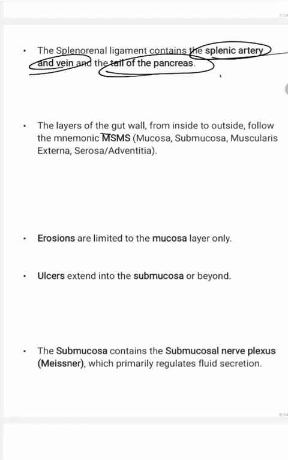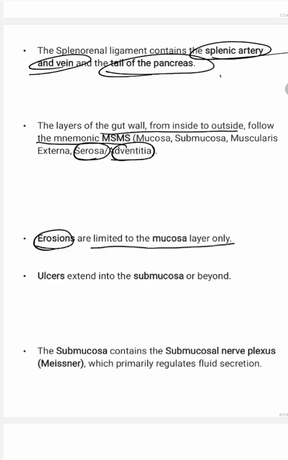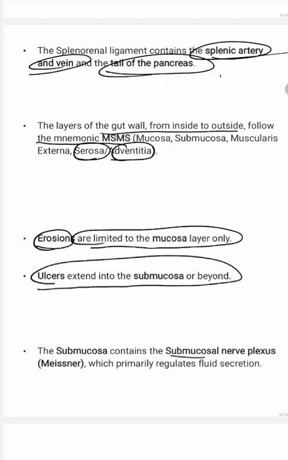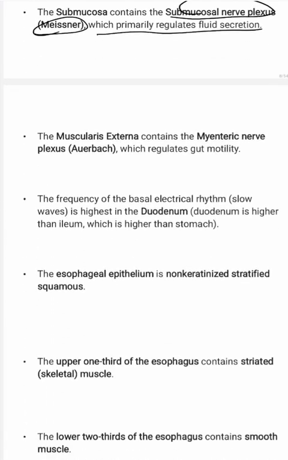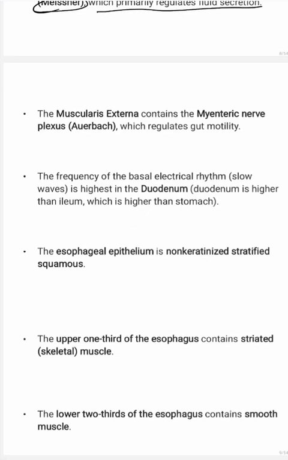Now, the layers of the gut wall from inside to outside follow the mnemonic MSMS: mucosa, submucosa, muscularis, and then serosa or adventitia. Erosions are limited to the mucosal layer only. Ulcers extend into the submucosa. The submucosa contains the submucosal nerve plexus, known as Meissner plexus, which primarily regulates fluid secretion. The muscularis externa contains the myenteric nerve plexus, known as Auerbach plexus, which regulates gut motility.